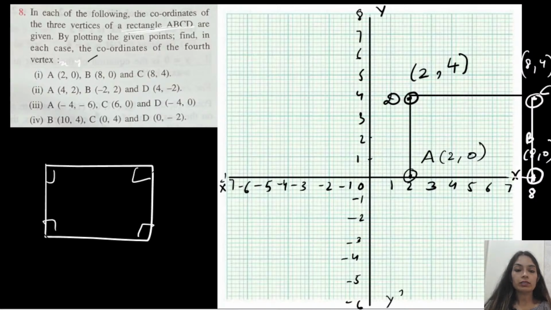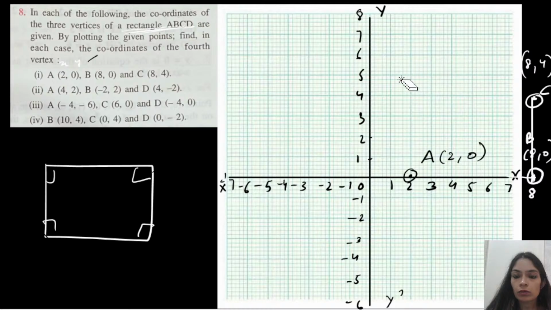Anyone, any doubt in the first one? I will be doing the next one on this same graph. If you have done this one, shall I start the next one? Let me plot the points. A is 4 comma 2. I'm just going to clear this now.